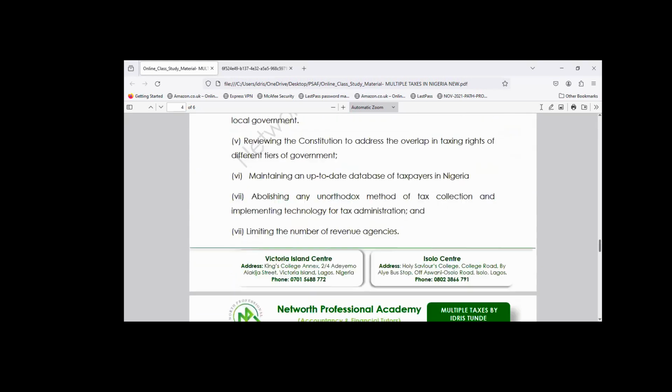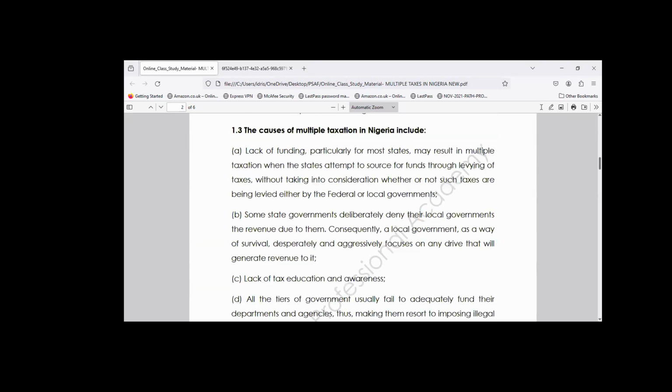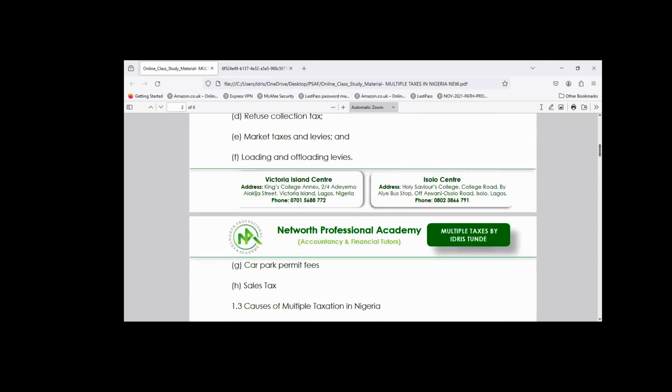So those are what we can discuss so far on multiple taxes in Nigeria. Any questions, any observations? Let's know.